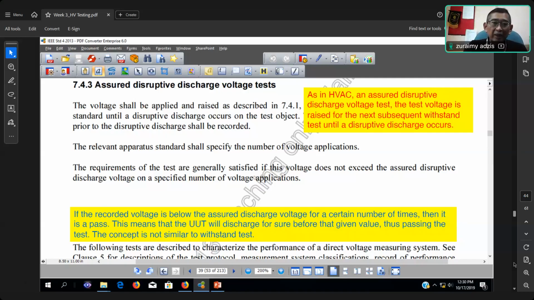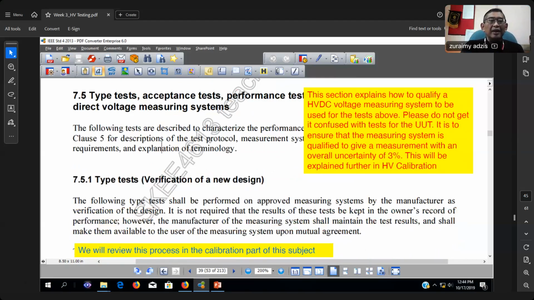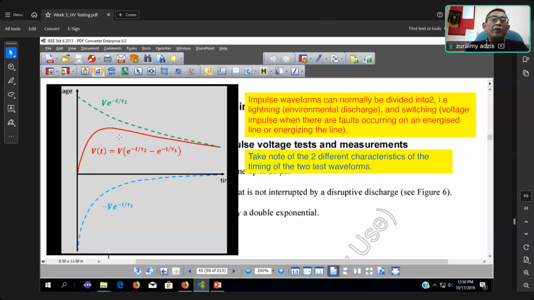So we move to the next page. Right. And then the next topic, either 6.4, 6.5, 7.4.5 or 8.5, is about the measurement system. Remember, this is the next part of this subject. Now, for clause 8, the first page is about impulse waveforms, and that it is divided into either lightning or switching. Then take note of the two different characteristics of the timing of the two waveforms. This is just about the wave shapes.